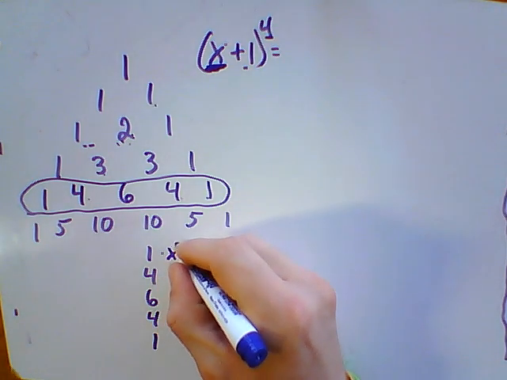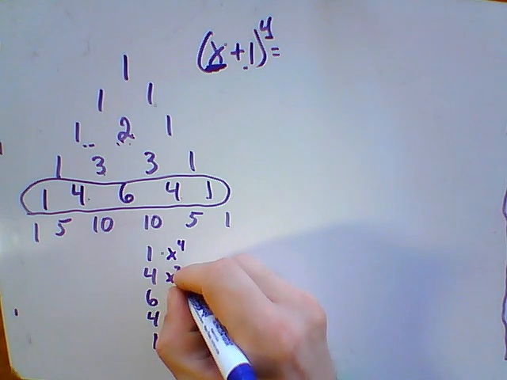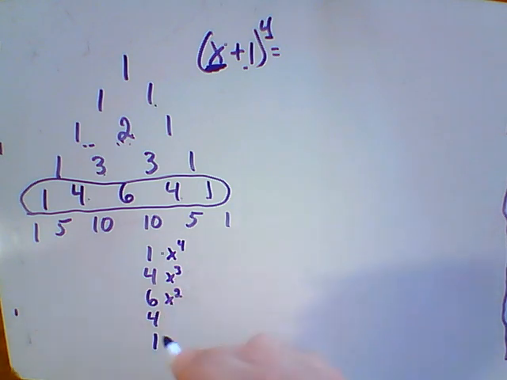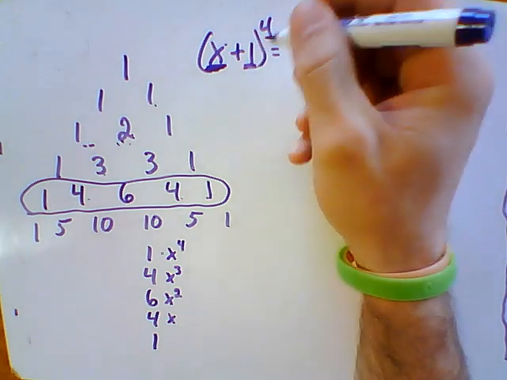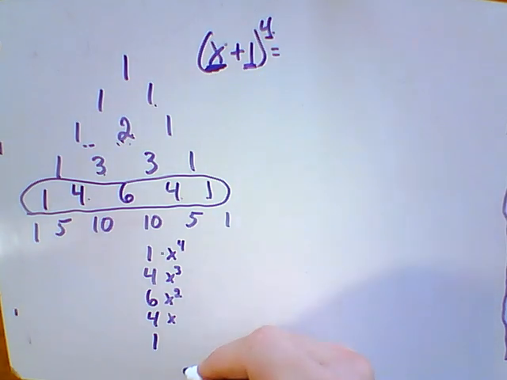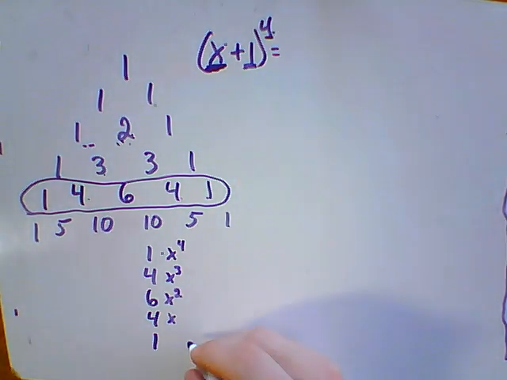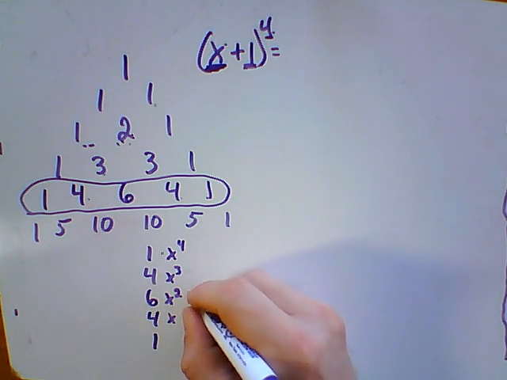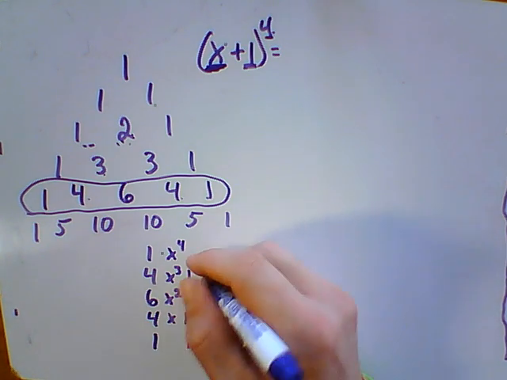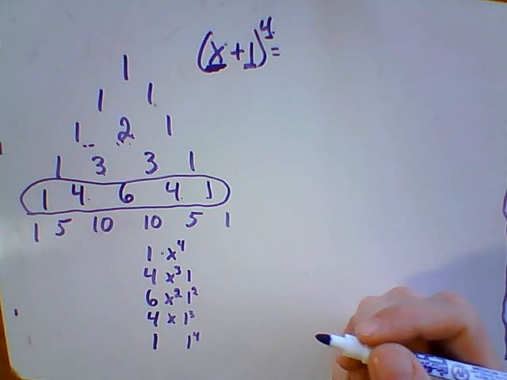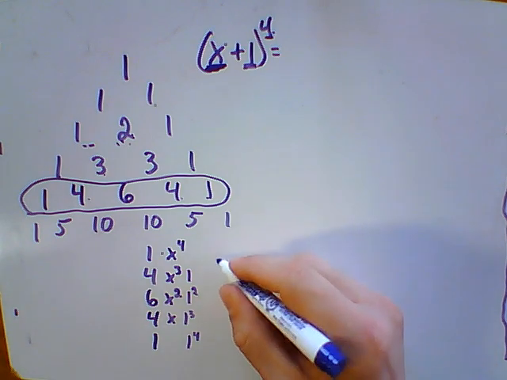So this would be x to the fourth, x to the third, x to the second, x to the first, no x, which is x to the 0th. Then I take this guy and raise him from this power, from the bottom up, counting down. So this would be 1 to the fourth, 1 to the third, 1 to the second, 1 to the first, and no 1. And just add those pieces up.